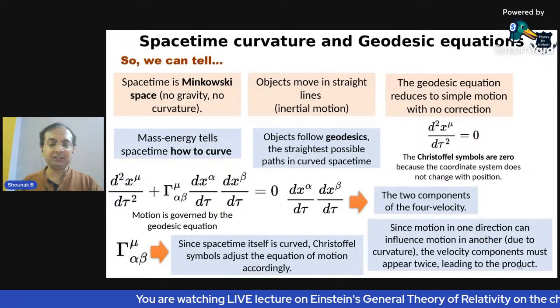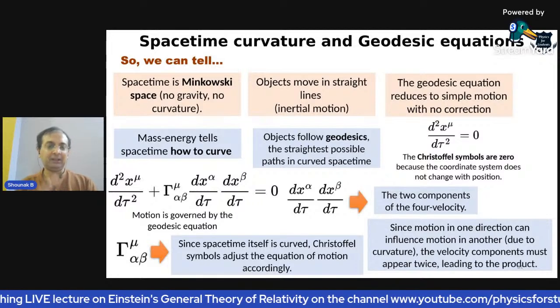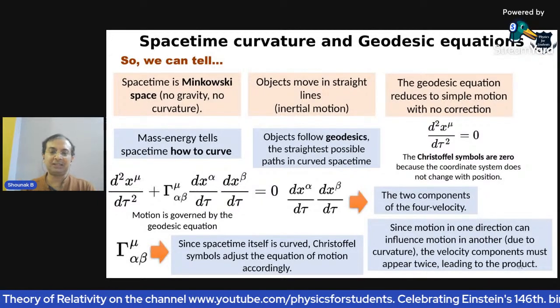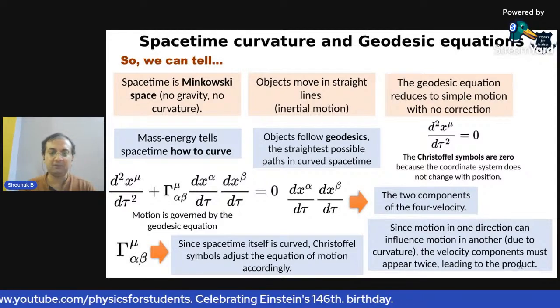Okay, so here is a quick summary which I'm not going to read. You can just go through it. Space-time, Minkowski space-time, objects move in a straight line. Then we go to geodesics. Then we follow this, and finally the space-time itself is being curved. We get the Christoffel symbols, etc.